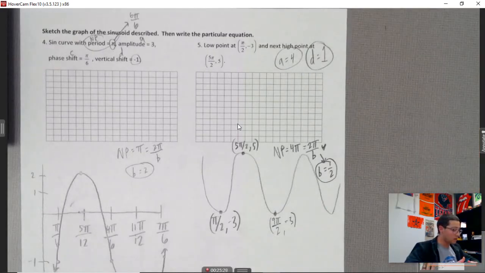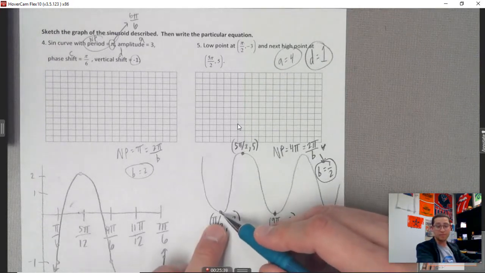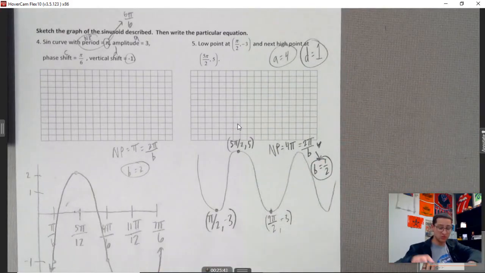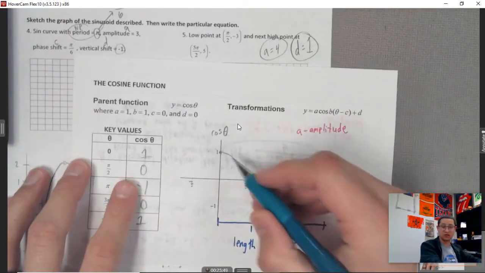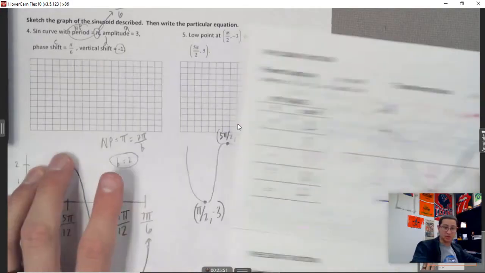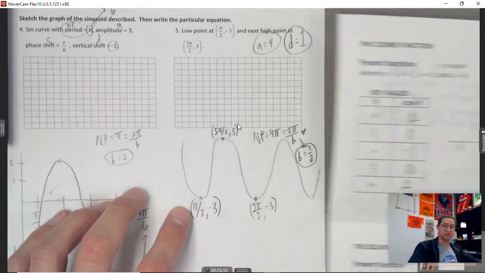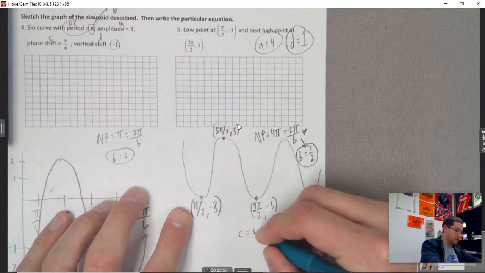And that is a little bit different here. So a couple different ways to think about this one. The way that I am personally going to do this is I'm starting off with a minimum here. If we're thinking about it in terms of cosine, cosine typically starts at a max. We're starting with a minimum, so I'm going to use that pi over 2 as my phase shift. I'm going to go ahead and say my C value is pi over 2.